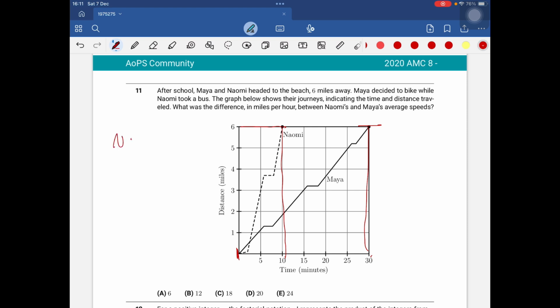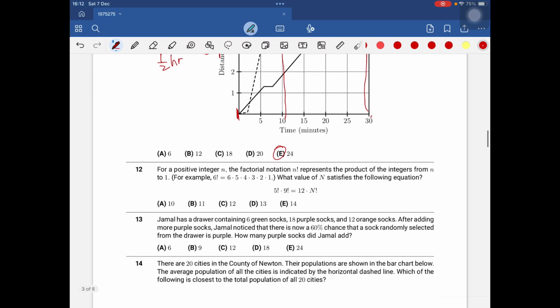So Naomi, 6 miles in 10 minutes. 10 minutes is 1/6 hours. So this is 36 mph. And Maya, 6 miles in 30 minutes, which is half an hour. So this is 12 mph. So the difference is 24.